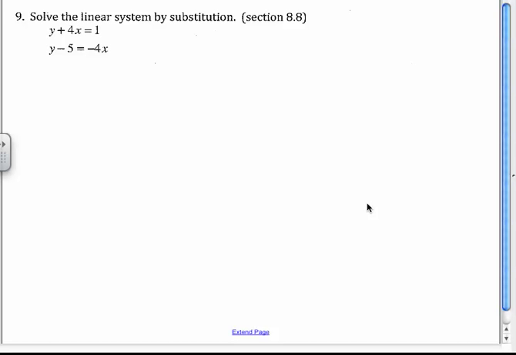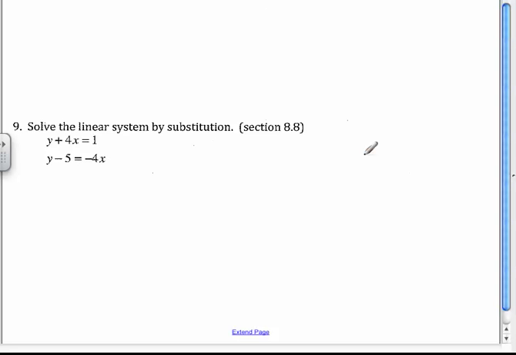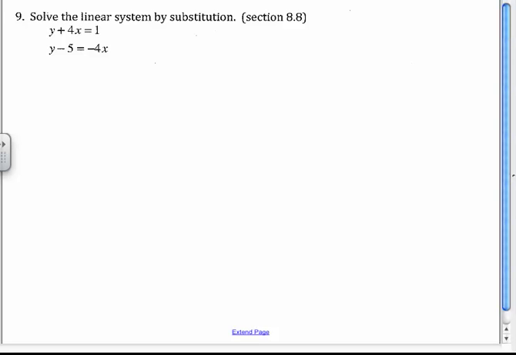Okay, guys, this is review problem number 9. It says solve the linear system by substitution. Now let me talk about that for just a second, guys. Remember, let me put that back up there. Get a pen here. Okay.